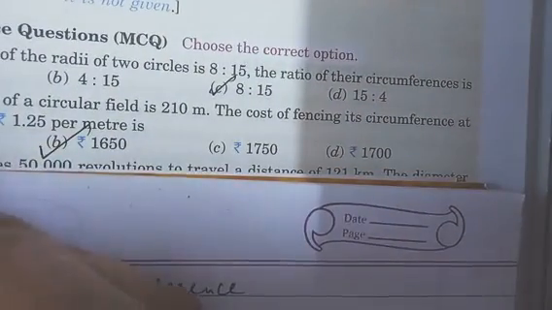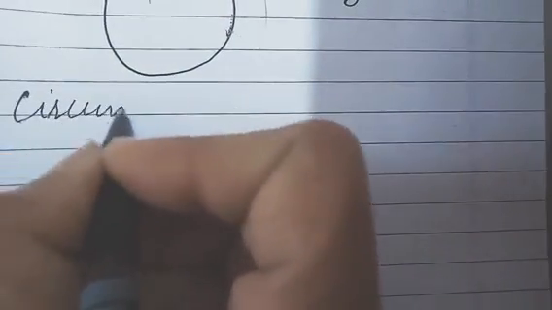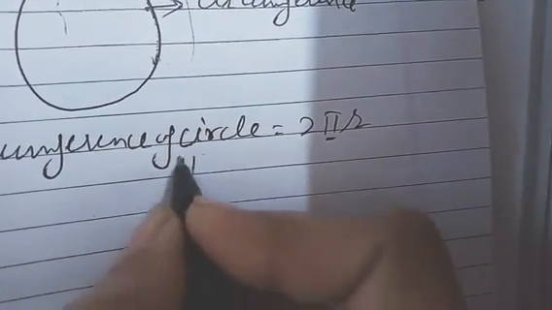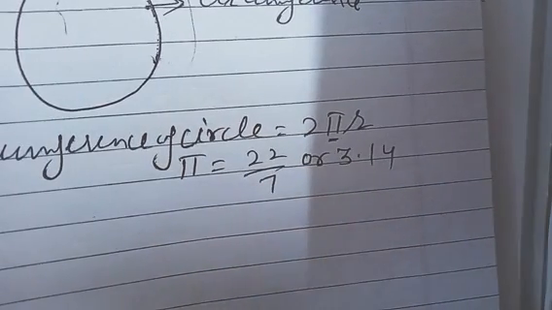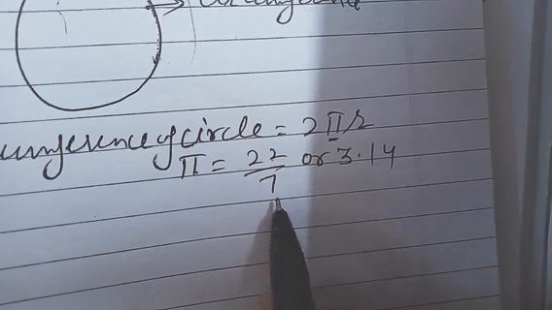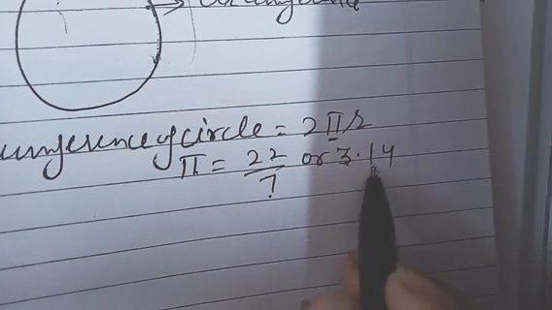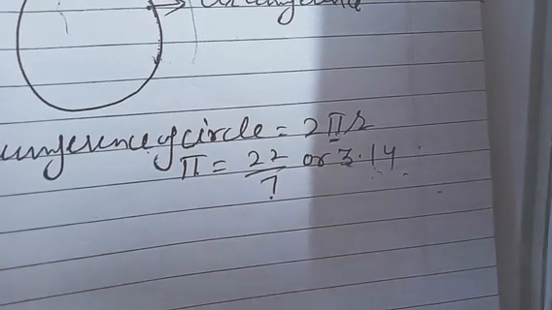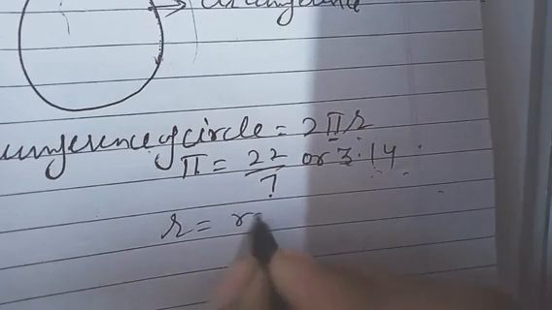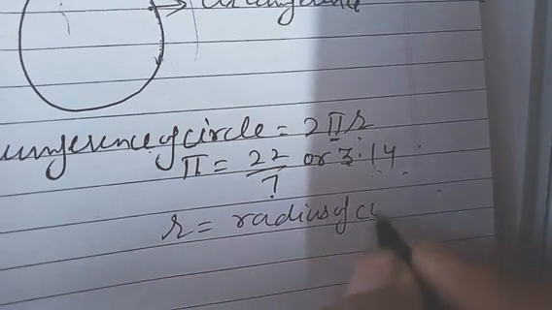First MCQ. Firstly, I will tell you the formula of circumference of the circle. Circumference of a circle, its formula is 2 pi r. Now what is pi? The value of pi is equal to 22 by 7 or 3.14. Either we can take the value of pi as 22 by 7 or as 3.14. Its formula is 2 pi r, where r is the radius of the circle.